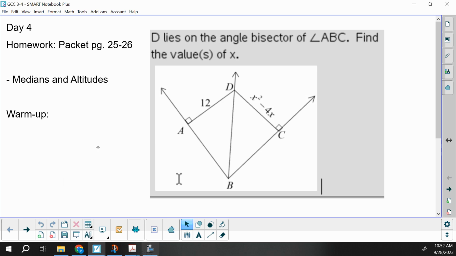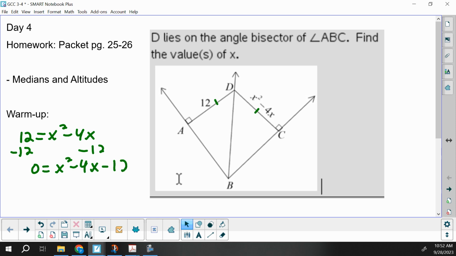So if point D is on the angle bisector, it is equidistant from the sides of the angle. And when we measure distance, we measure at a right angle. That's why those right angles are there. So the equation that we can set up is that 12 is equal to x squared minus 4x. And now we've got an equation that we looked at solving the very first few days of school. We'll subtract the 12 over to get everything on one side so it's equal to 0. And we want to do that because it's a quadratic equation, meaning it has the x squared.